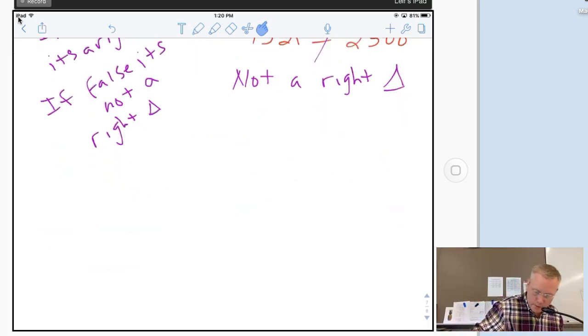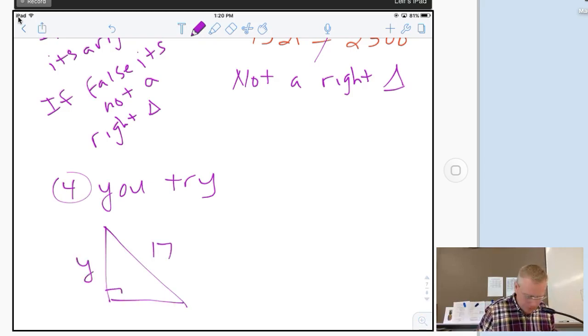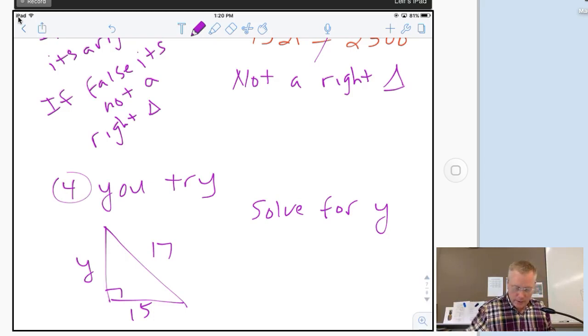I'm going to do a U-try on that one. Here's Y, here's 17, here's the right angle, and here's 15. Solve for Y. All right, there you go. Do the Pythagorean theorem on that one.